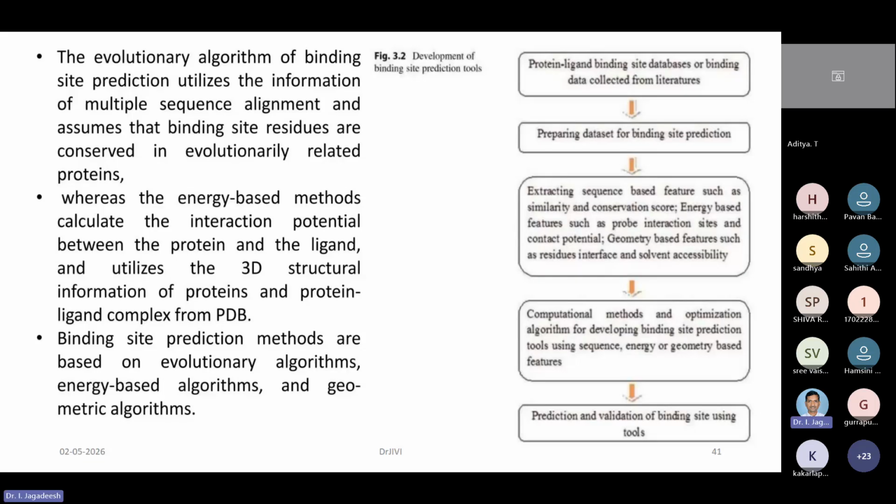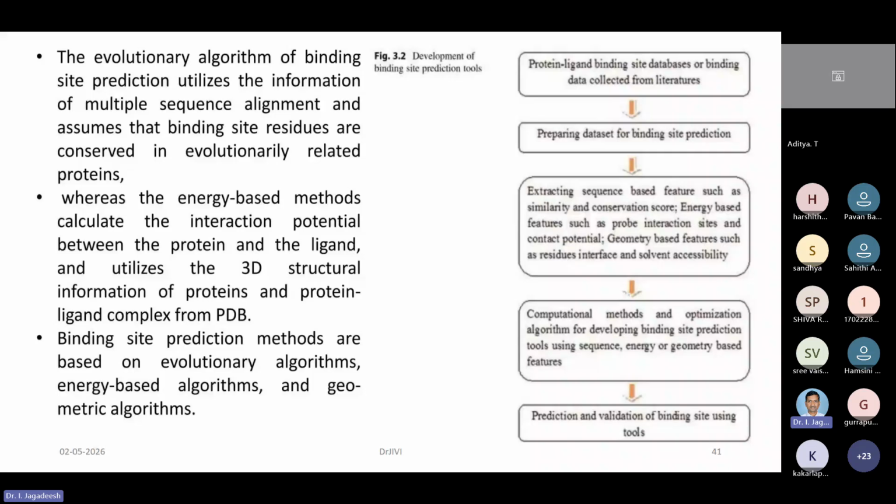So how this particular binding site prediction tool we are going to have is depicted in the diagram here in the flow sheet. You can understand by just seeing the data in it. Protein-ligand binding site databases are the binding data collected from the literature, which already exist in the databases. They prepare the data set for the binding site predictions, which have similarity and energy simulations that we are going to use.